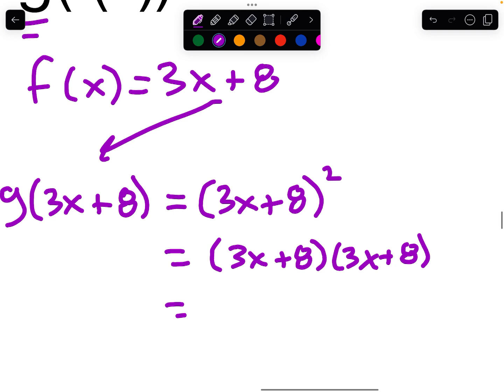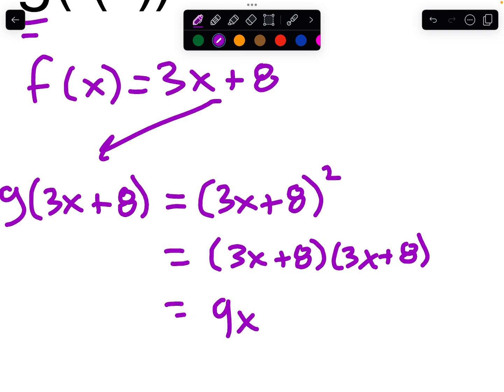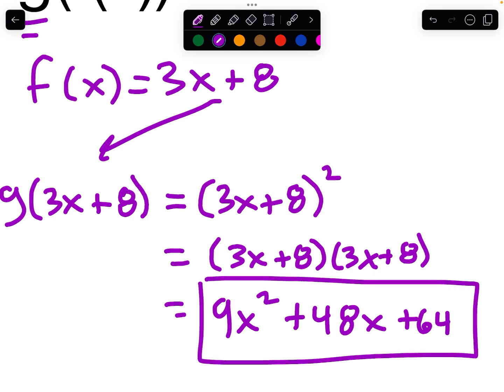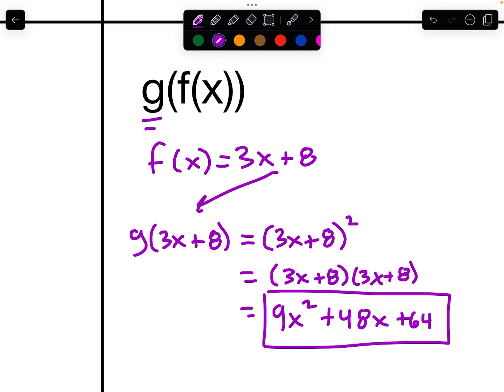You can pause the video and practice your foiling skills here. I'm not going to go through every single step, but I am going to write down the final answer. So when we composed f of g of x, we got not a specific number for our final answer, but rather an algebraic expression, a formula, if you will, for calculating g of f of whatever.